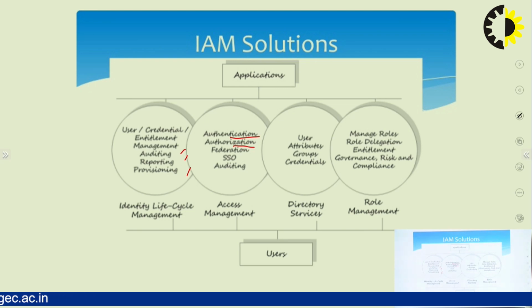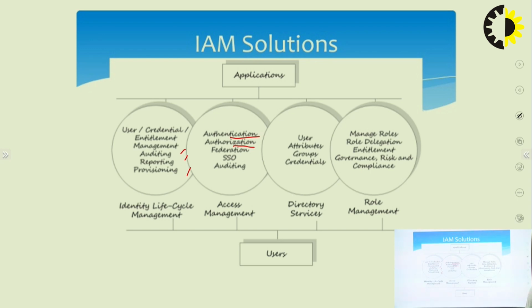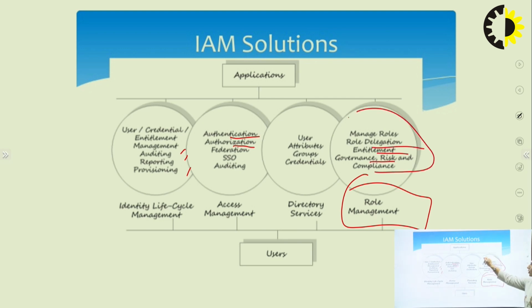Then again, in terms of directory services, there are the user attributes, and there are group credentials as well. Role management, as I told you earlier too, is very important. So a proper management of the roles needs to be properly defined: managing different types of roles, delegations, entitlement, governance, risk, compliance, and all the management of different roles.